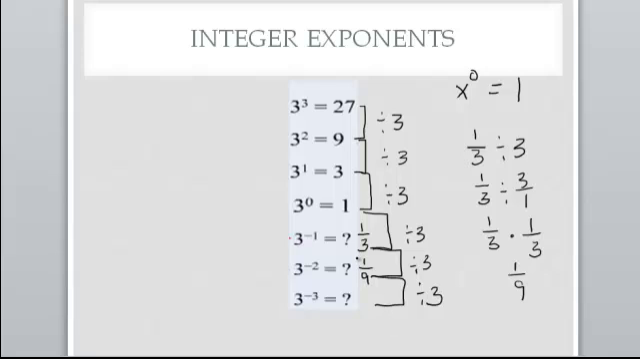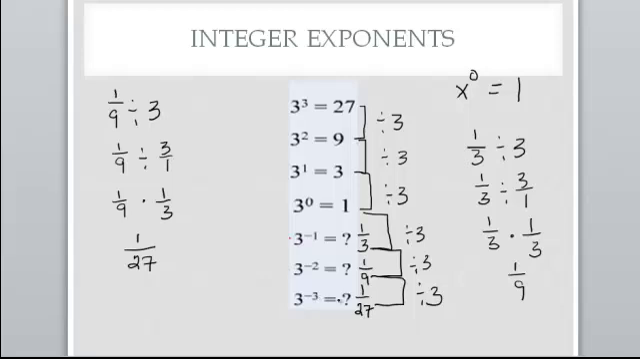So what do you think 1/9 divided by 3 is going to be? That's 1/9 divided by 3 over 1, which is 1/9 times 1 over 3. But when you multiply these, you get 1 over 27. Okay, so let's see if we can see a relationship between these three and the first three.